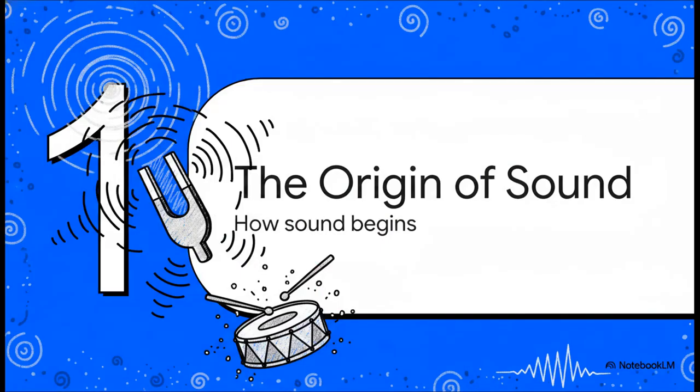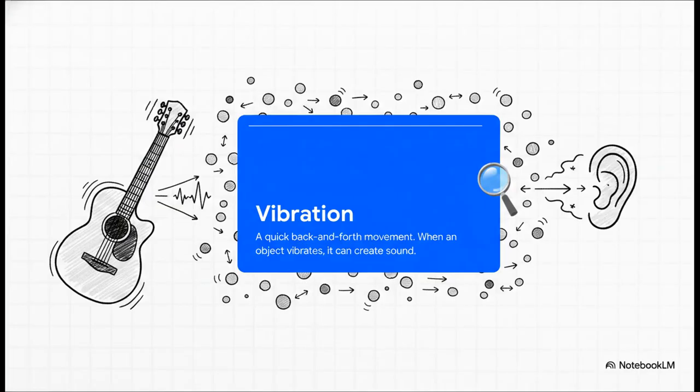Section 1. The origin of sound. How exactly does sound begin? Well, here's the absolute fundamental rule of audio physics. Every single sound you've ever heard in your entire life begins with a physical movement, specifically a vibration. A vibration is just a quick back and forth movement.